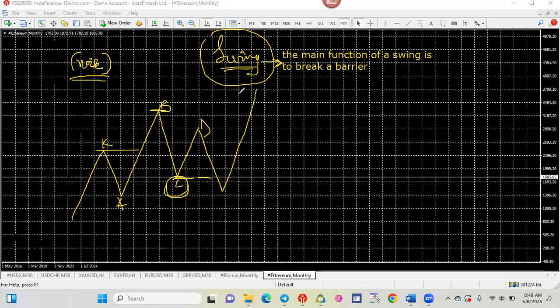So continuously, you must always look out for significant swings in the market. And what do I mean by significant swing? A significant swing means a swing that carries out this function, that breaks a barrier. The recent significant swing now will be like PJ. Why? Because it just took this low and fired up to take this high. That is the latest significant swing.